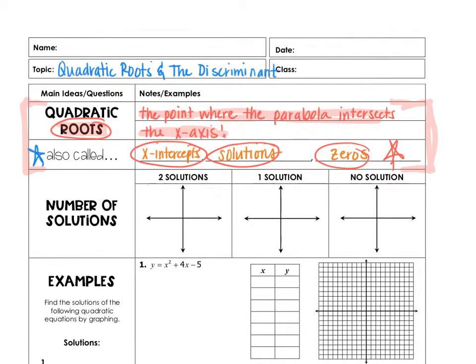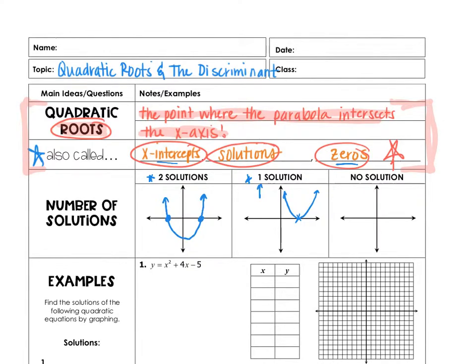Option number one is two solutions, basically two x-intercepts. So a parabola that crosses the x-axis twice would be an example of two solutions. A parabola can also have one solution, one zero, one x-intercept, and that would be a situation where the vertex is on the x-axis. So there's only one solution. There's only one place where it crosses the x-axis. All right, only one root.